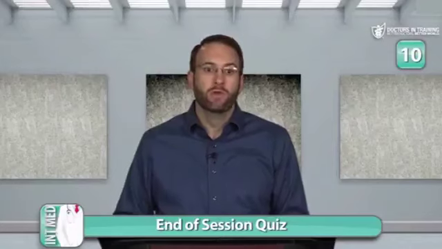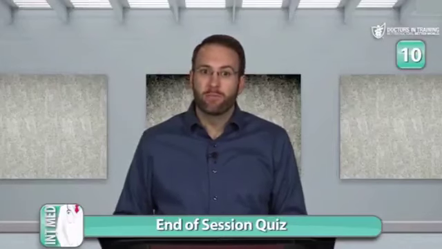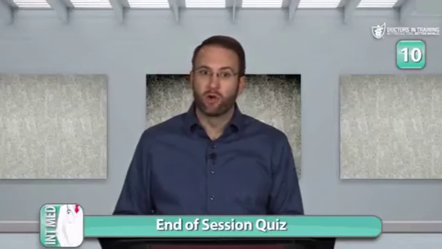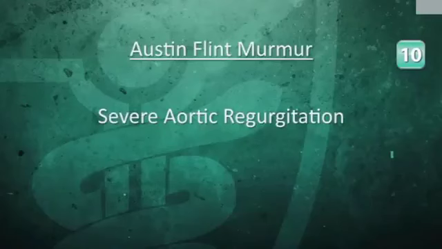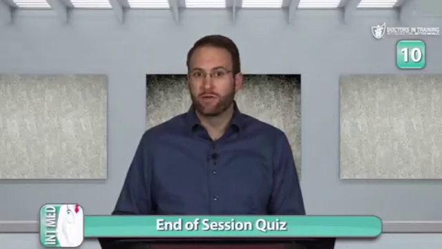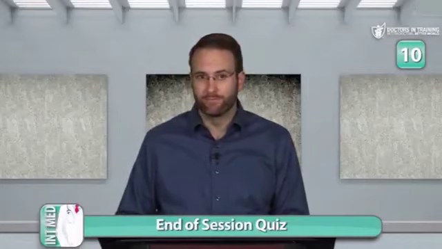Next question. With what valvular lesion may an Austin Flint murmur be heard? So this is severe aortic regurg. So remember, an Austin Flint murmur is the rumbling mid-diastolic murmur at the apex caused by the regurgitant jet causing partial closure of the anterior mitral leaflet.